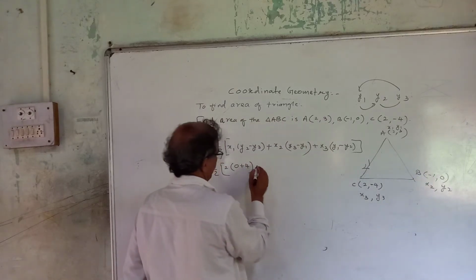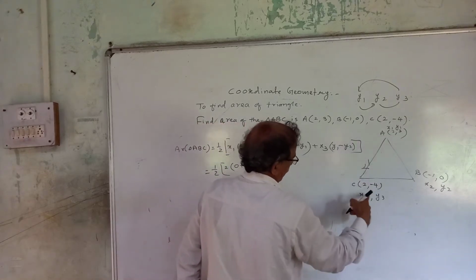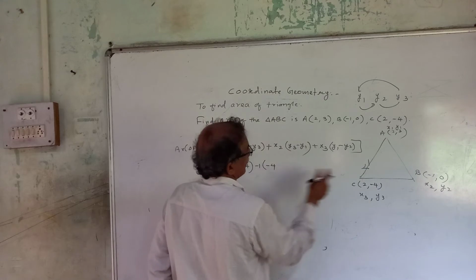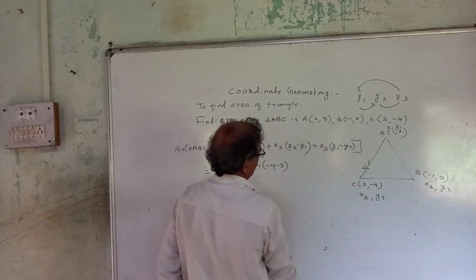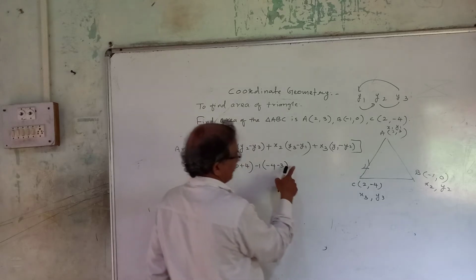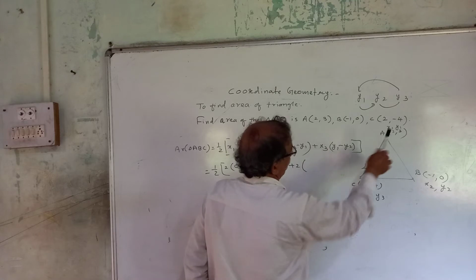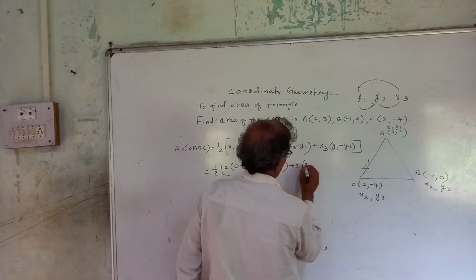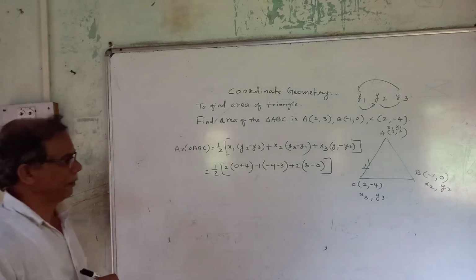Then x2 means how much? Minus 1. Into now y3 minus y1. y3 means minus 4, and y1 means 3. So minus 3. So x1, x2. Now x3. What is x3? Plus 2. Now y1 minus y2, so 3 minus 0. So this is our substitution.